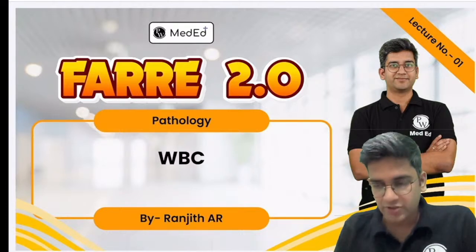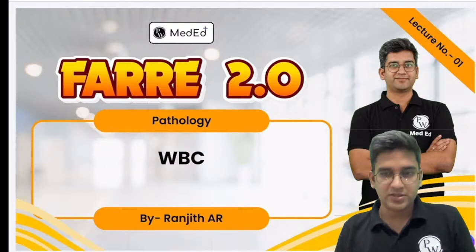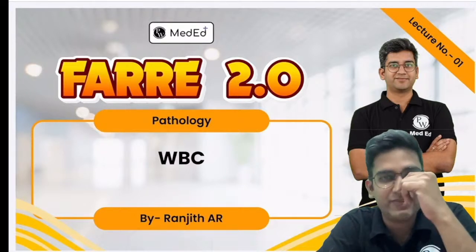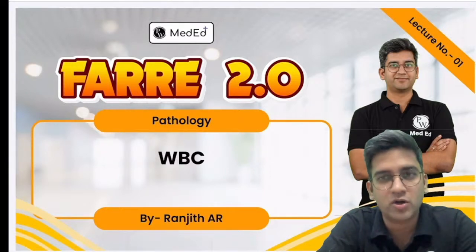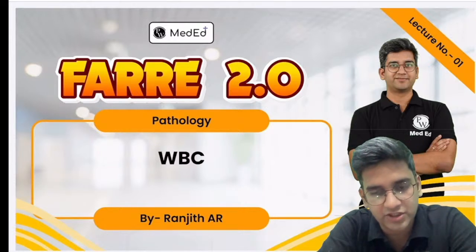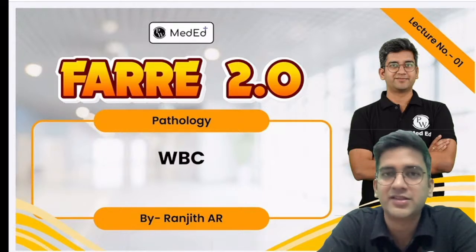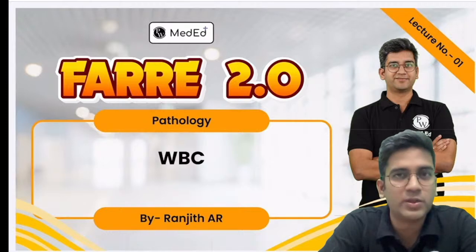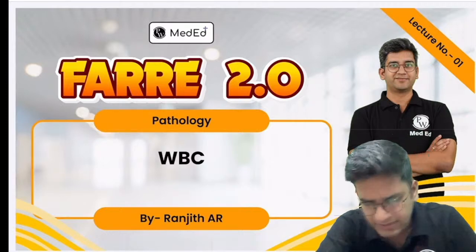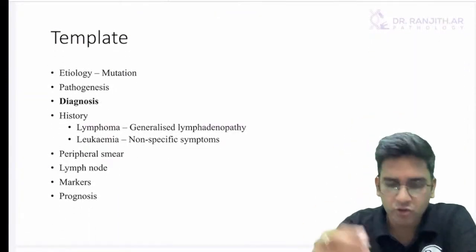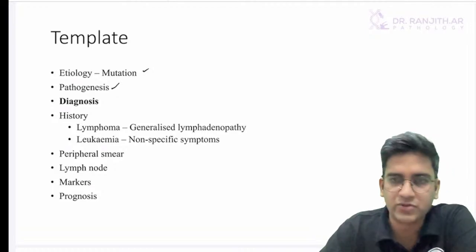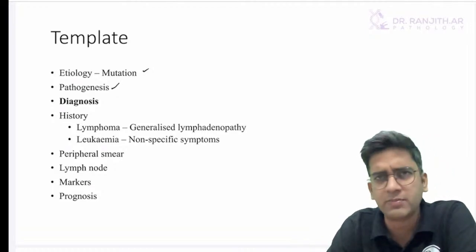So let's go with WBC disorders. WBC disorders are similar to RBC disorders. It's very simple to revise because we have gone with a very superb template of the B cell journey. We have gone with the very basic pointers of what is required with respect to WBC disorders. The same way, this template. I am not going to change the etiology, mutation, and pathogenesis. Some of them might have mutation, some of them might not.